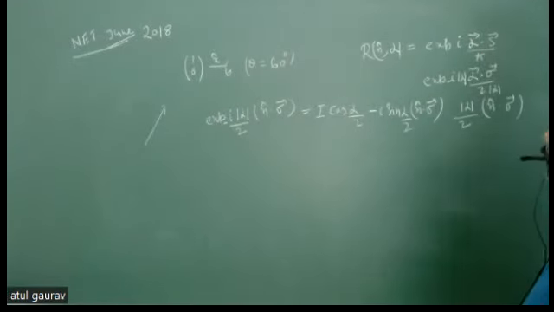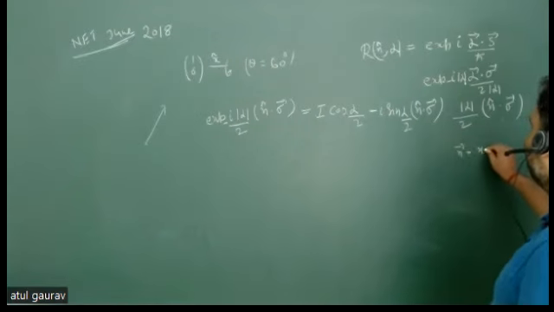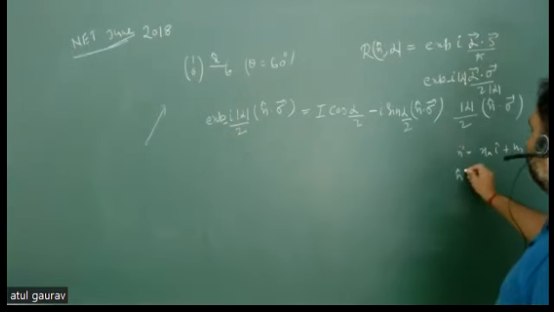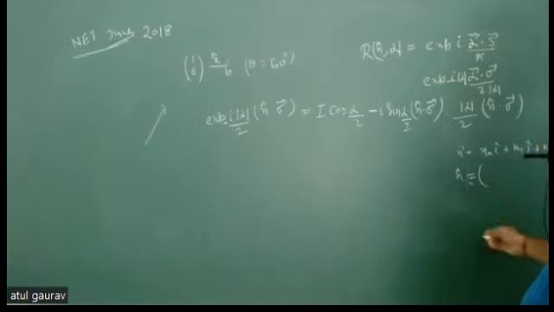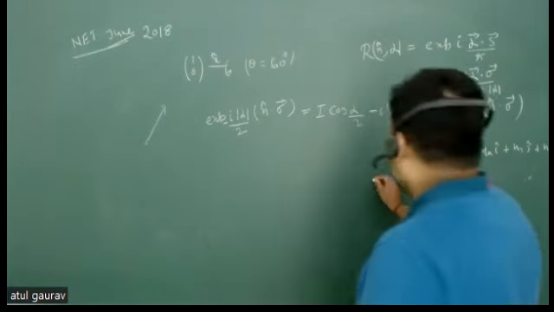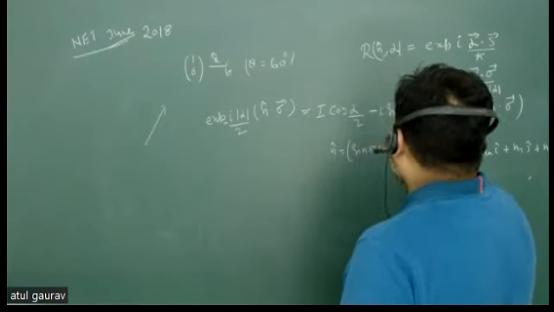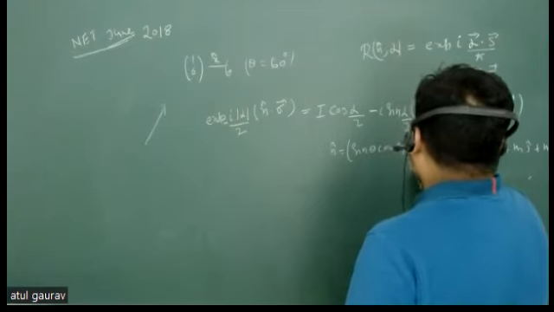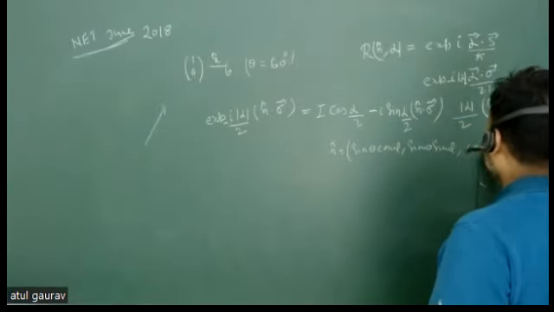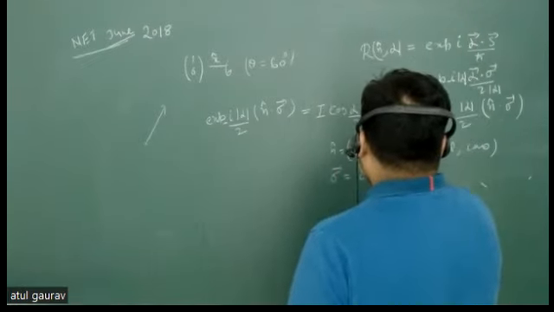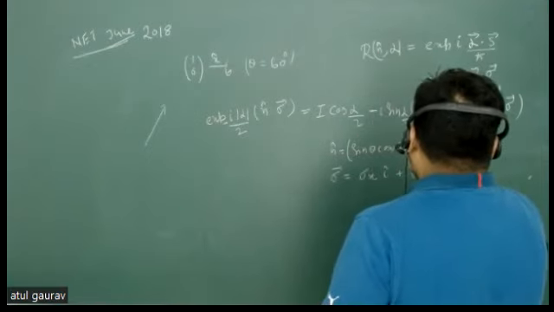What is this n cap? Direction of rotation. This n cap has basically nx i cap plus ny j cap plus nz k cap. And how can you write n cap in a spherical polar coordinate? sin theta cos phi, sin theta sin phi, and cos theta. This is your n cap, and you know what your sigma is: sigma is equal to sigma x i cap plus sigma y j cap plus sigma z k cap.